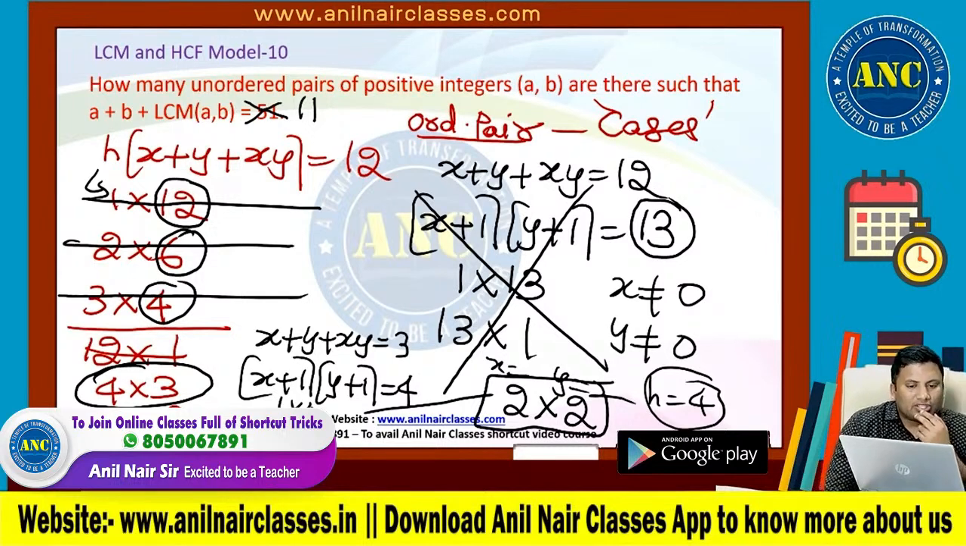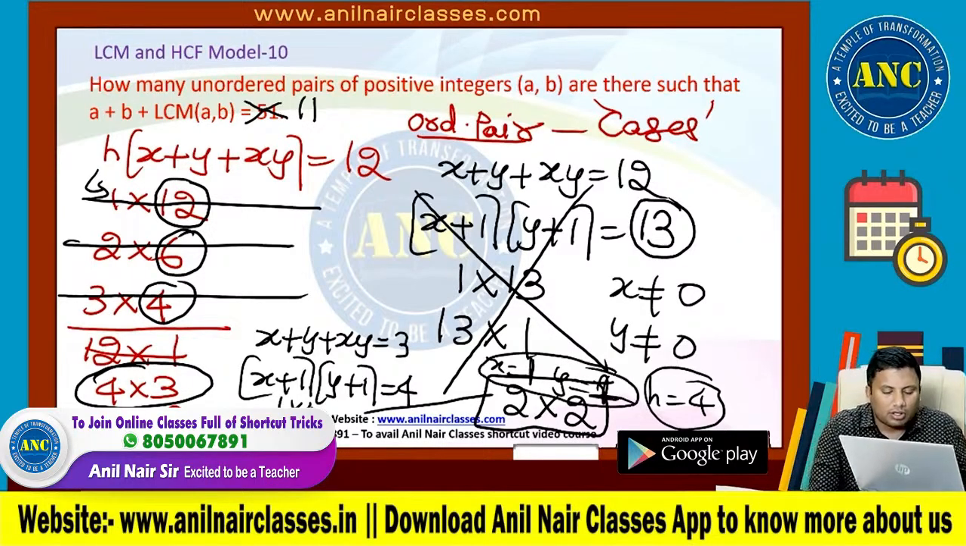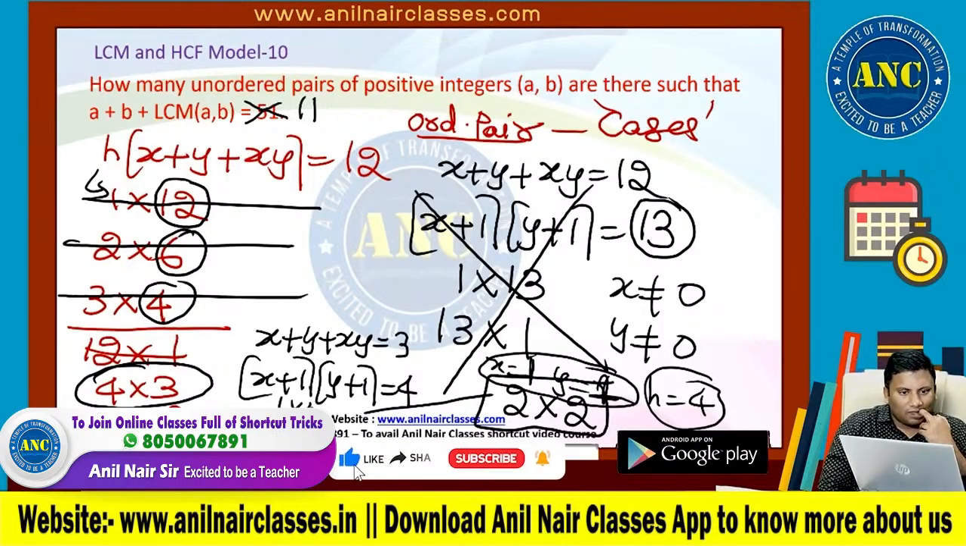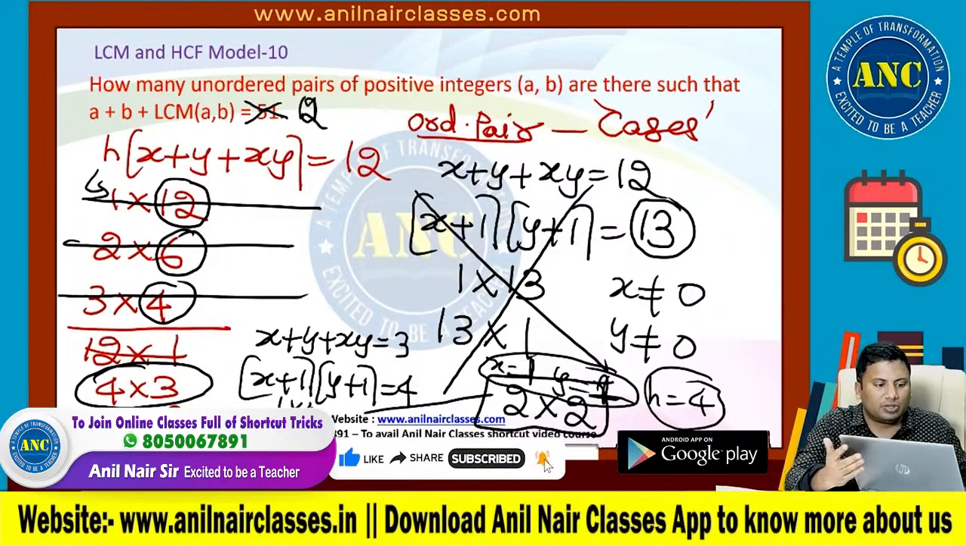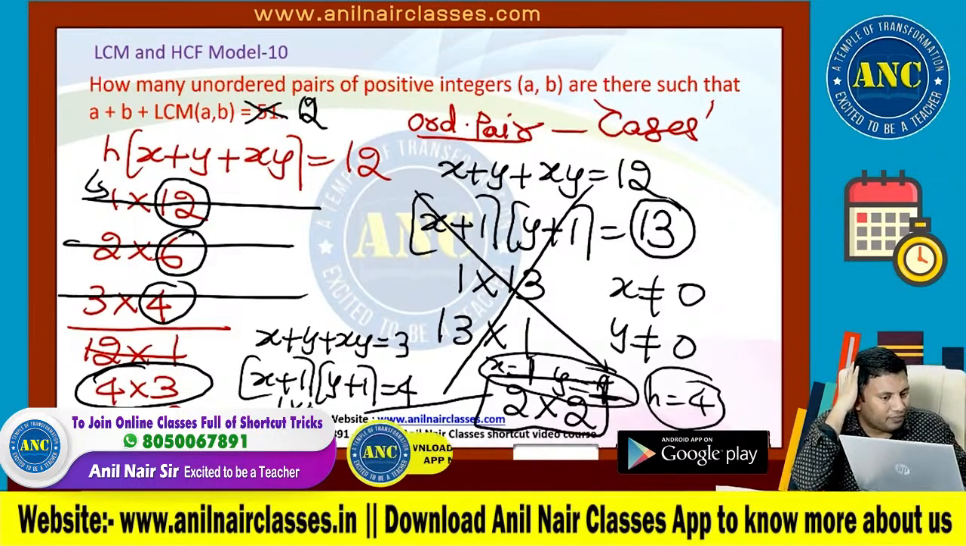Any calculation mistake? Please take care. Is the logic clear to you? Sorry, if it is 2 into 2, x is 1, y is 1. I took a composite number, right? So it is 12. Is it clear? Or should I repeat it once again?